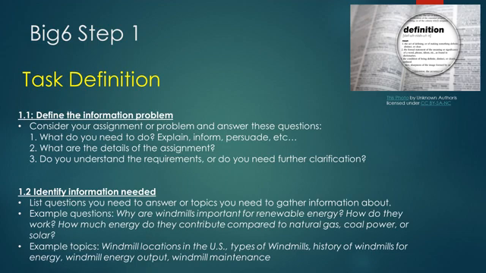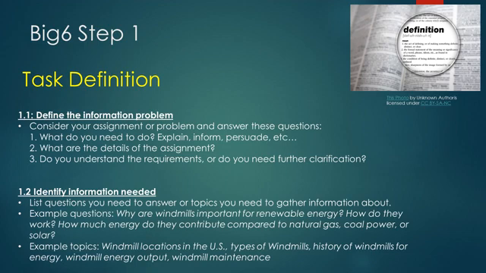What is the actual task before you? What are the details of the assignment? Do you understand the requirements in the assignment, or do you need further clarification? This is the part where you stop yourself, go find your teacher, and ask for help. 1.2 asks you to identify information needed. This is where you're going to list the questions you need to answer or the topics that you need to gather information about. This is going to be the foundation for your research.